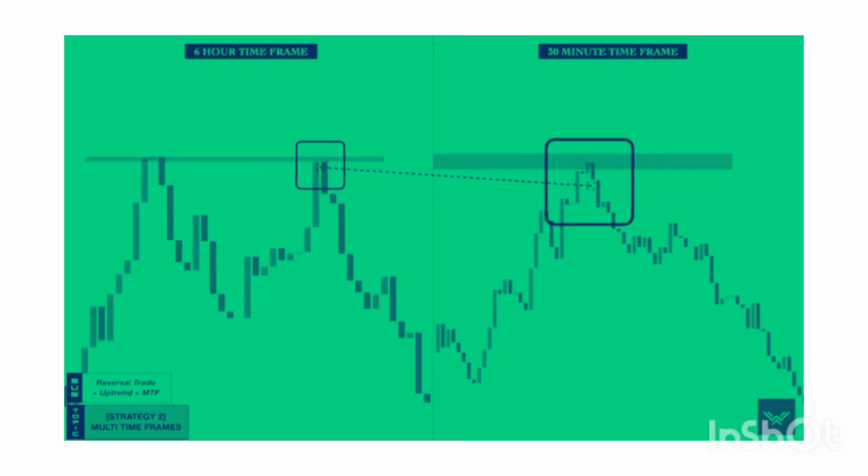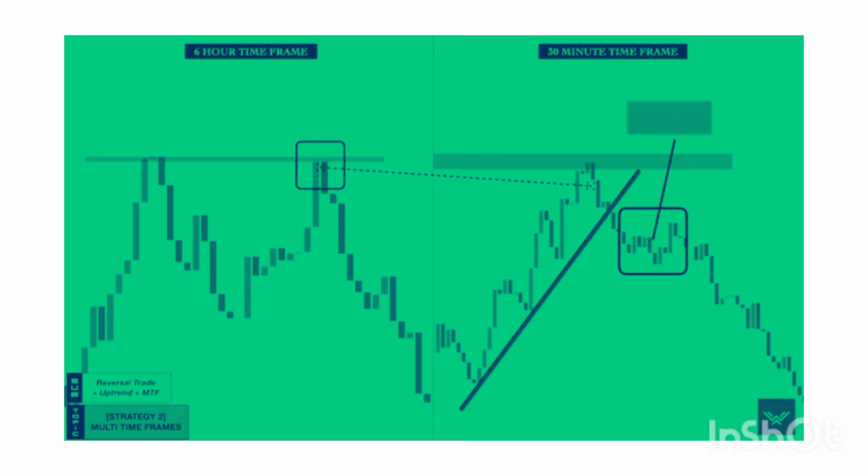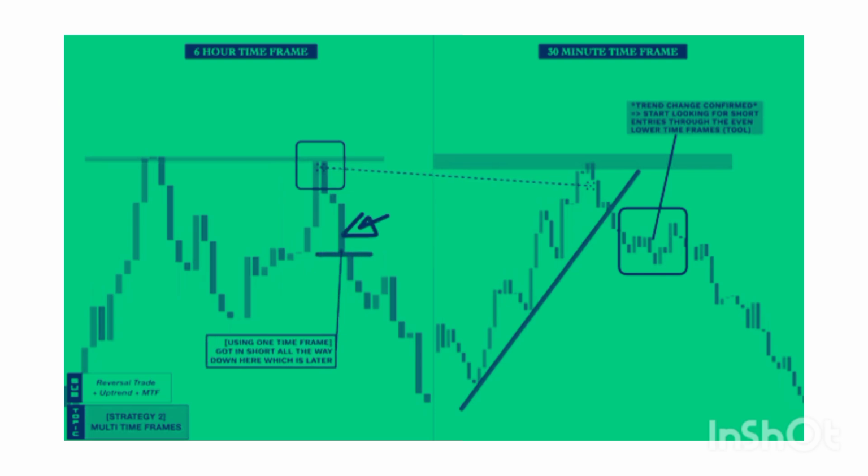Now on the 30-minute time frame, you can place a trend line like this due to the swings of price being visible, where you couldn't do that on the 6-hour time frame on the left. After the trend line was breached, you started looking for trade entries short in this area here, where if you only used the 6-hour time frame on the left, you wouldn't start looking for entries until after this bearish momentum candle closed here, which is roughly down here on the right lower time frame.